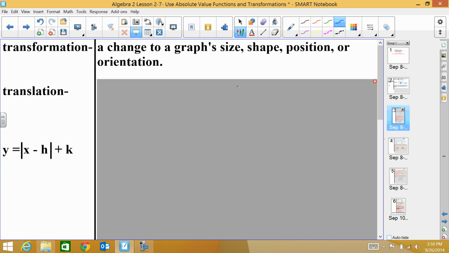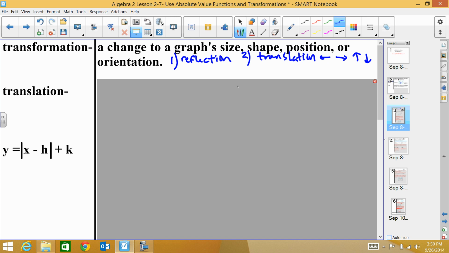Now, a transformation is a change to a graph's size, shape, position, or orientation. So in using the graphing calculators before, we learned about a couple of different types of transformations. One is called a reflection, and that is when the graph actually flips over the x-axis, upside down. The second kind was a translation, and that is where the graph moves either left or right or up or down.